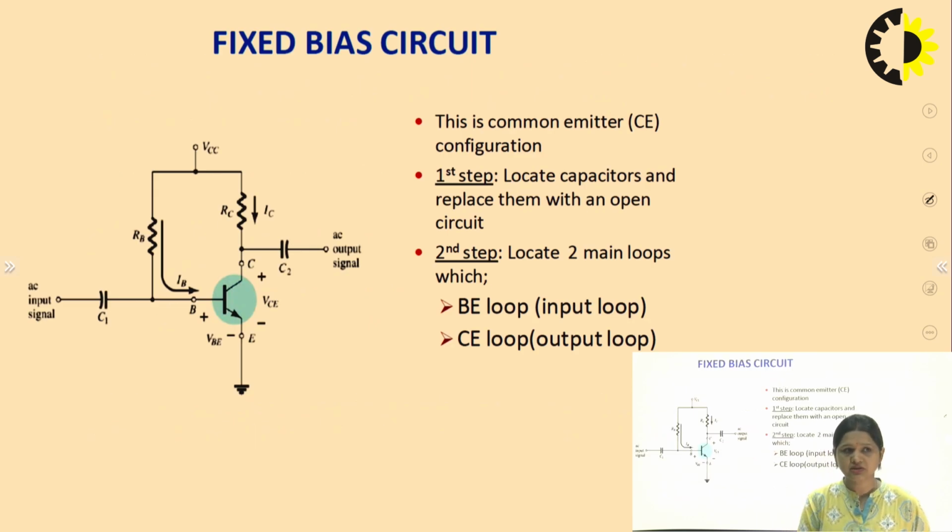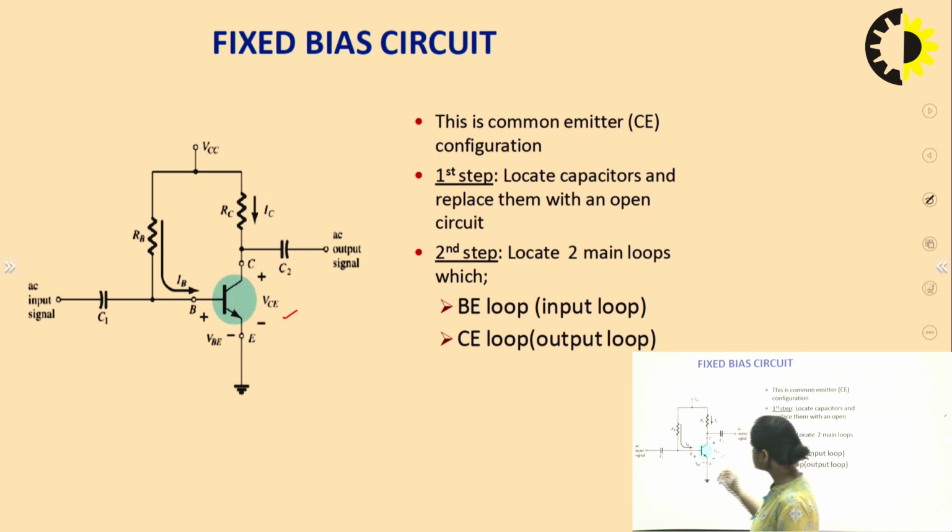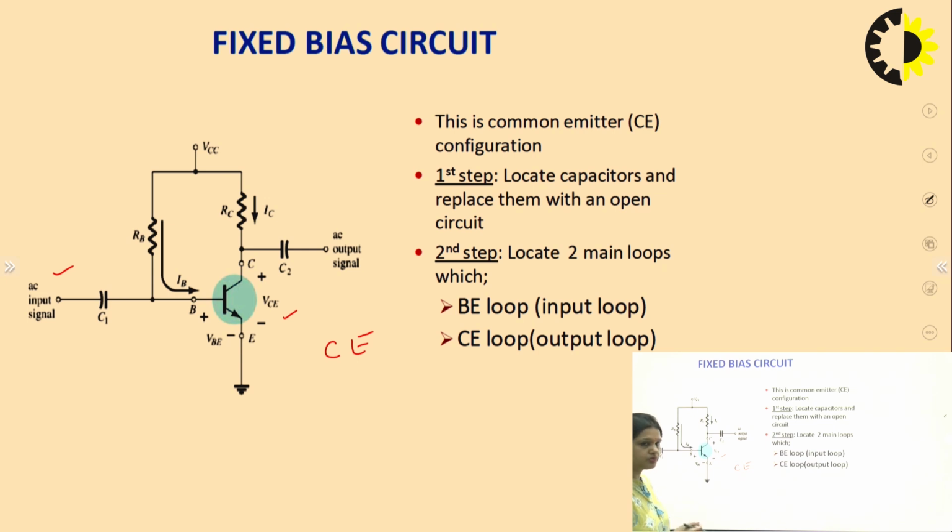So this is the circuit for fixed bias, or you can say resistor bias. Here the transistor is connected in common emitter configuration because the emitter terminal is grounded, and the input signal is applied at the base terminal. This capacitor is known as a coupling capacitor, which comes into the picture when we apply the input signal, but we are talking about DC biasing, so we are discussing the DC analysis of the circuit only.